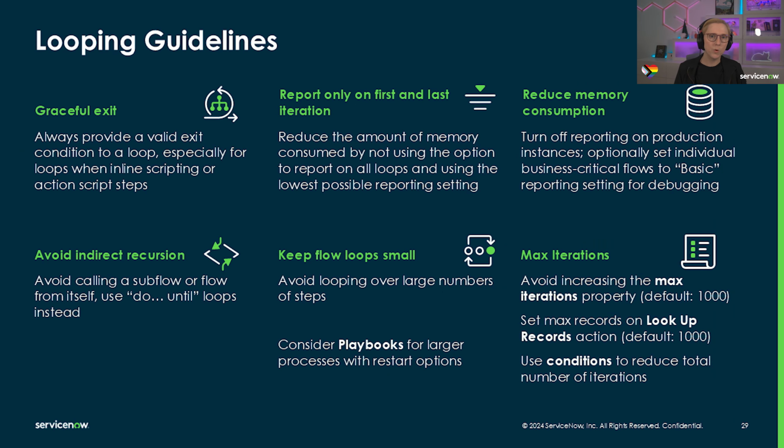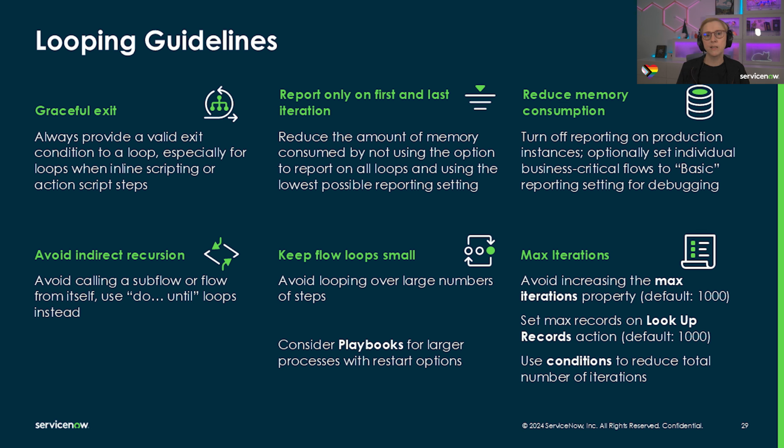So let's revise what we learned about loops today. Keep these points in mind while building out your workflows. All loops should have one or more valid exit conditions to avoid infinite loops. Only turn on the option to report on all iterations when debugging flows on subprod instances. Similarly, we generally recommend to keep reporting off on production instances to reduce memory consumption and maintain swift execution times. For business-critical flows, you can individually turn on the basic reporting setting per flow.